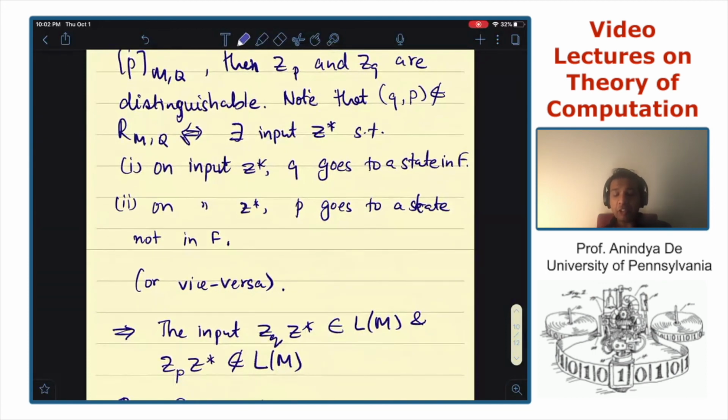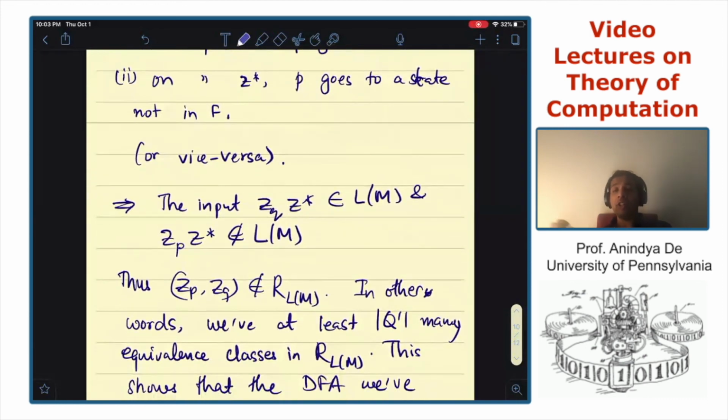Well, but starting from the initial state and reading ZP would take you to P, and starting from the initial state and reading ZQ would take you to Q. Which means that if you read the string ZQ Z star, the DFA M would go to an accepting state, and the DFA M would read the string ZP Z star and go to a rejecting state, a state not in F. That would mean that ZQ Z star is in L of M and ZP Z star is not in L of M. Thus ZP comma ZQ is not in R_LM.